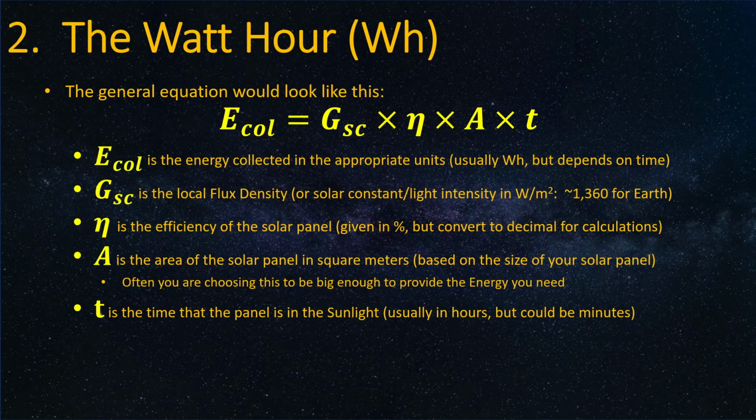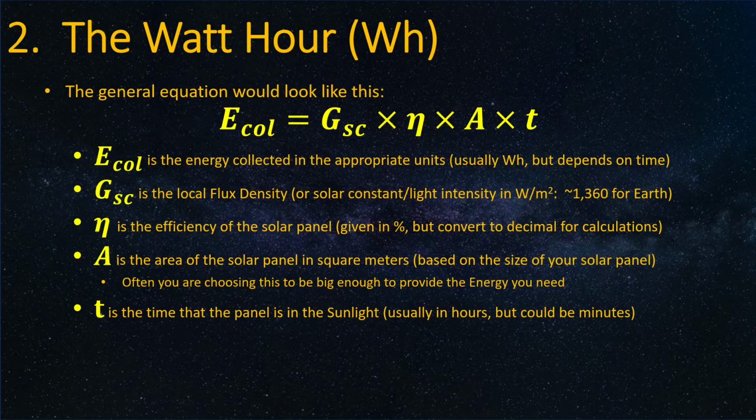Eta is that little Greek letter here, which looks like a stylized lowercase n. But that's the common variable that is used for the efficiency of a system, in this case, the solar panel. It's usually given in percentages, but divide that number by 100 to convert it to a decimal for your calculations. We'll see some examples of that here in just a minute.